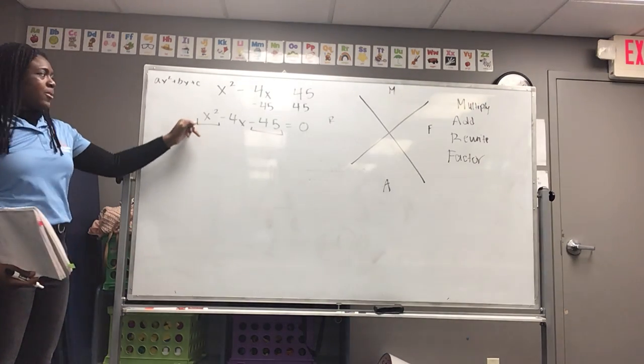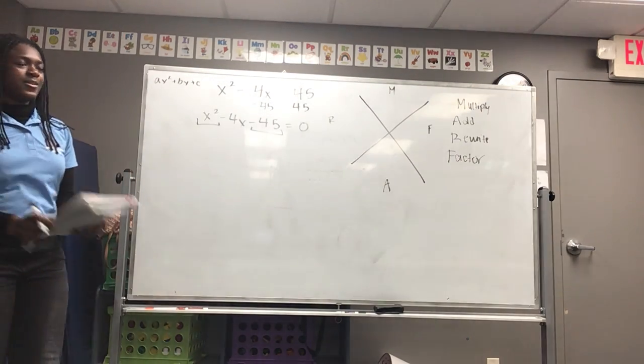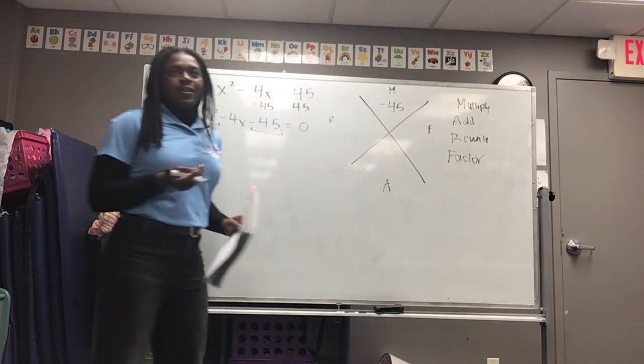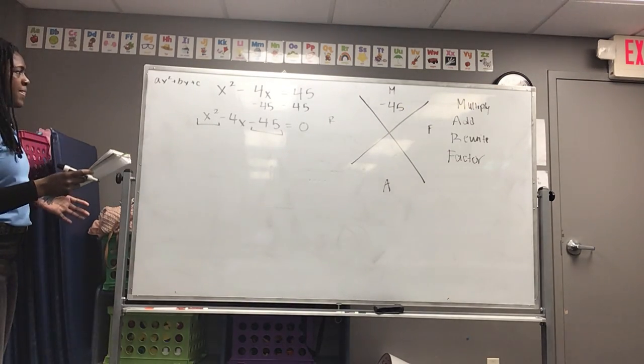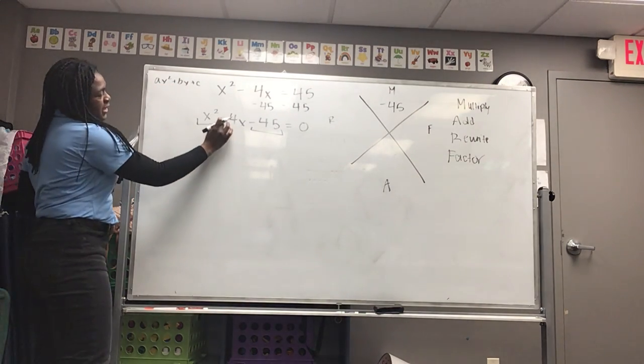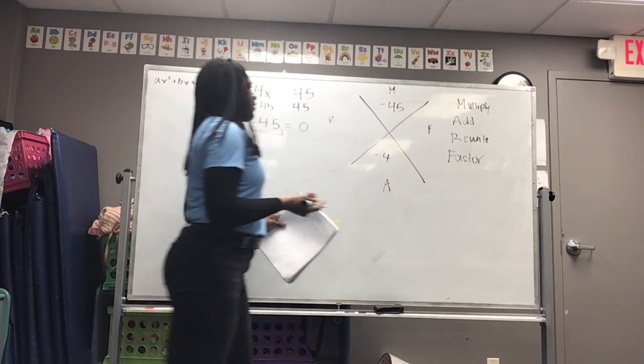Technically A is 1, even though there's nothing in front of it, and C is negative 45, so 1 times negative 45 is negative 45. I'm going to write that up in my M area. And then we want a number that adds to B. B is negative 4, so I'm going to write that down in my A area.